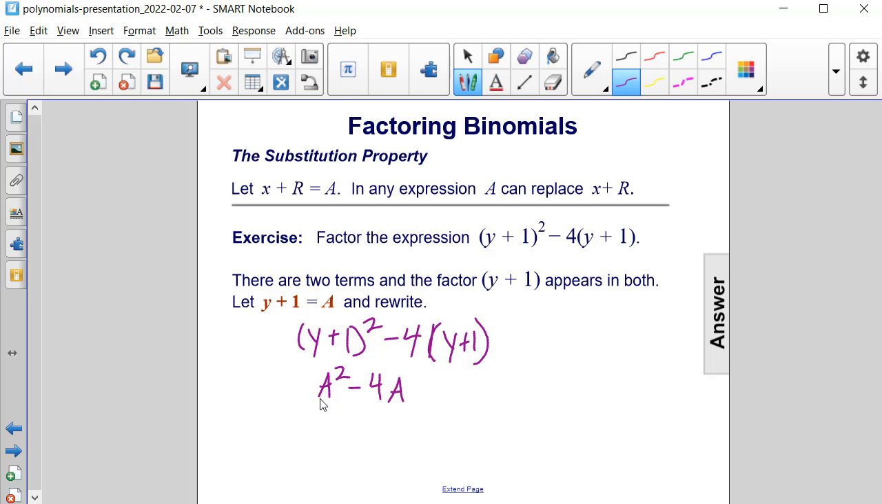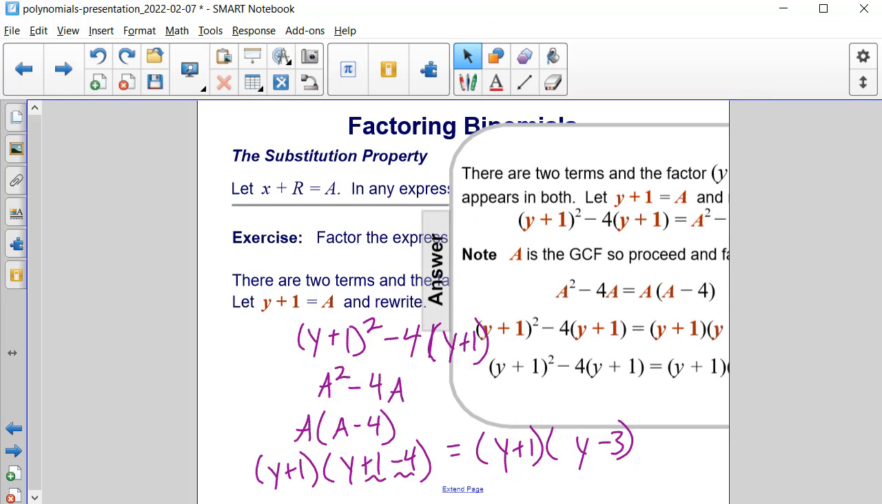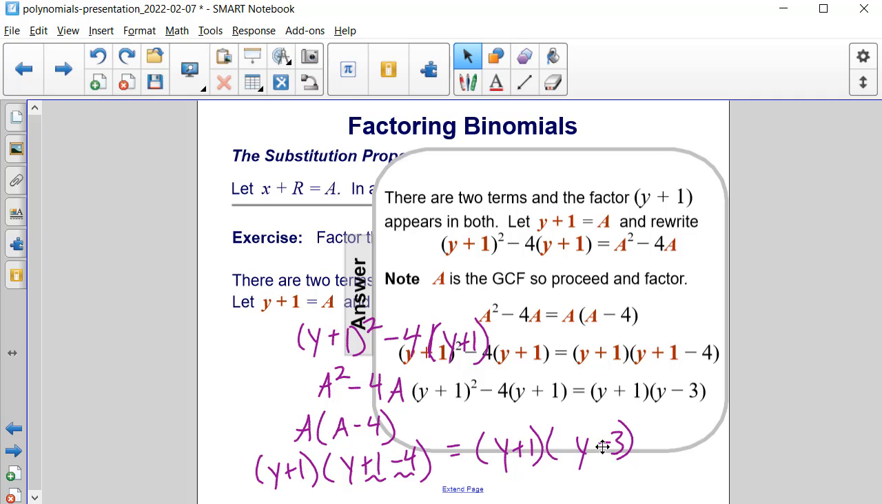Notice now we have a common factor that we can pull out, an A. And when we do that, we'll be left with A minus 4. And now let's substitute y plus 1 back in. So we have (y plus 1) times (y plus 1 and then minus 4). And then we can combine our constants together. So we still have y plus 1 as our first factor, but then our second factor will be y minus 3. And notice this answer does indeed match the final answer here.